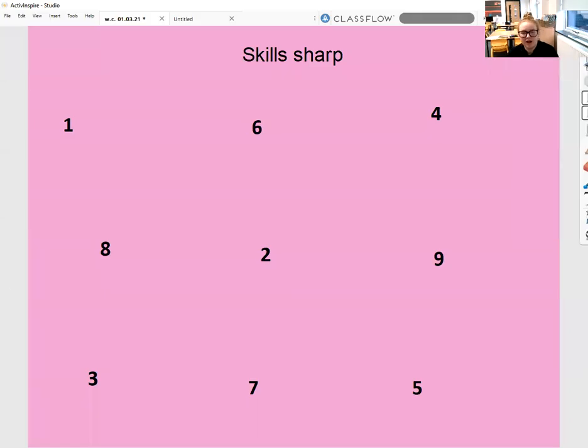Year one. Okay, your skill shot for today is on the board. If you can match the two numbers together, which make the number bonds to 10, like we've been doing the rest of the week, that'd be fantastic. Off you go.